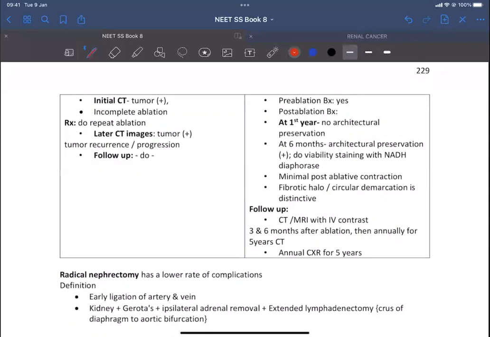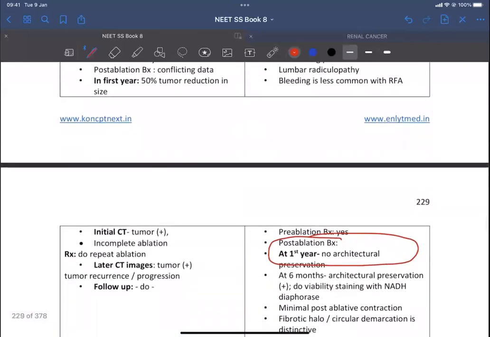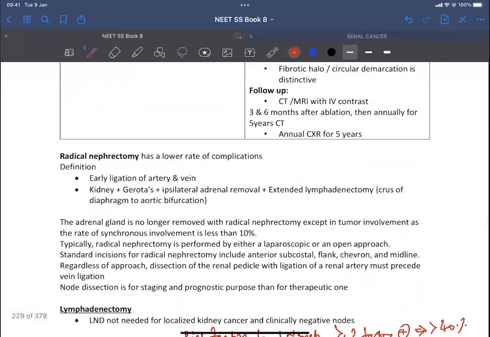So these patients then get followed up by serial CT scans. You can do a post-ablation biopsy in case of radiofrequency ablation, but you generally don't tend to do any biopsies for cryotherapy. So it's not done regularly by urologists.